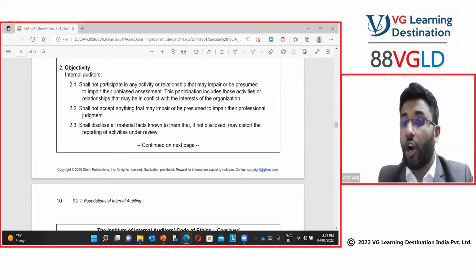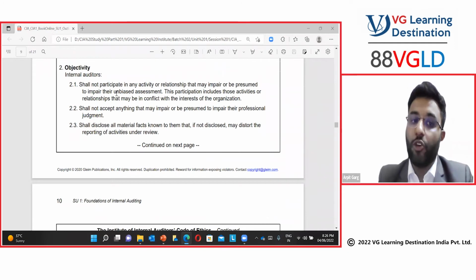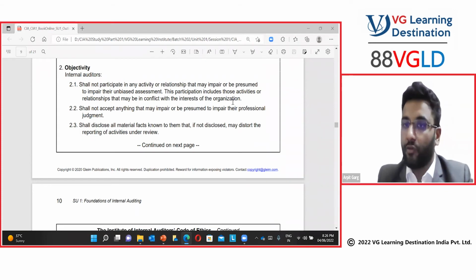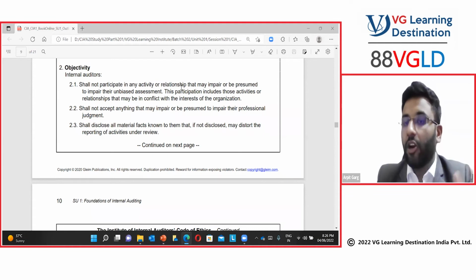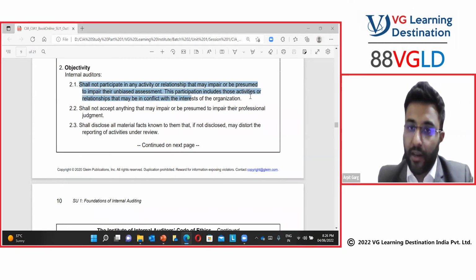It says an internal auditor shall not participate in an activity or relationship that may impair or be presumed to impair their unbiased assessment. The participation includes those activities or relationships that may conflict with the interest of the organization. So when we said we are going to audit the area that we had functional responsibility for last year, it will impair or be presumed to be impaired. When we gave the conflict of interest example, that is covered here.